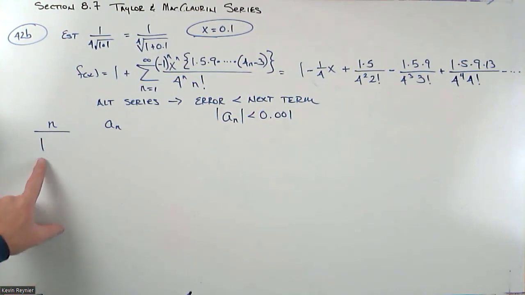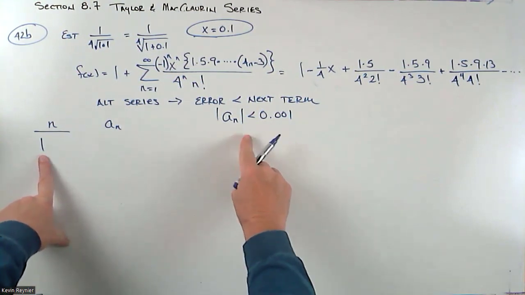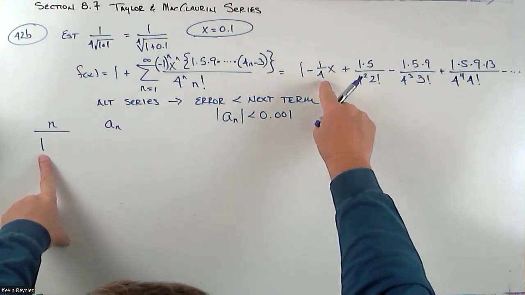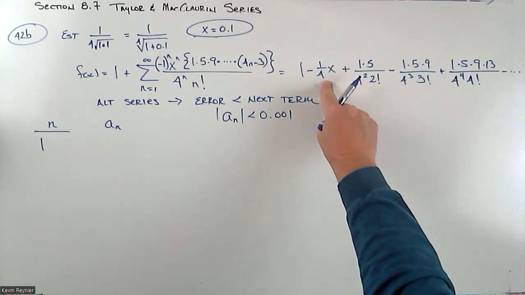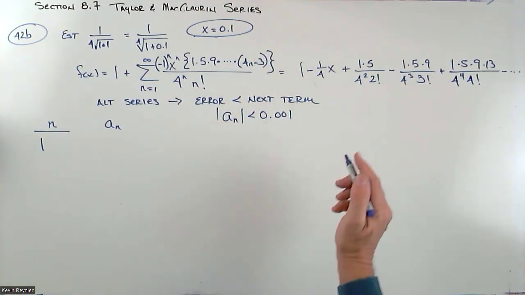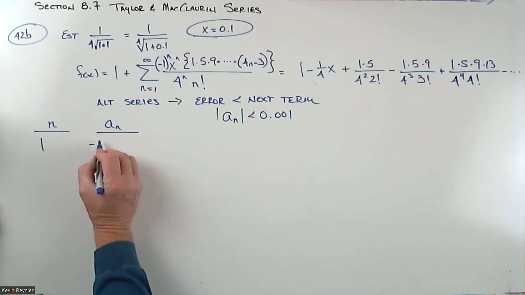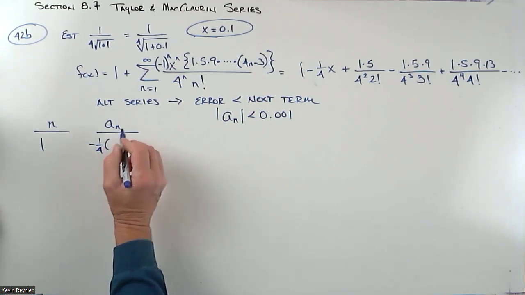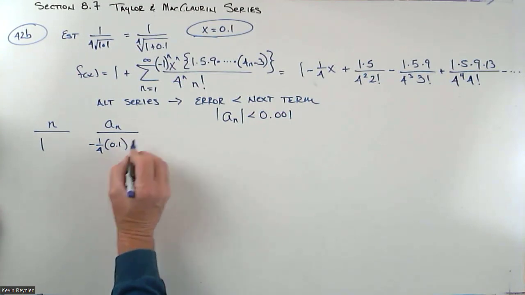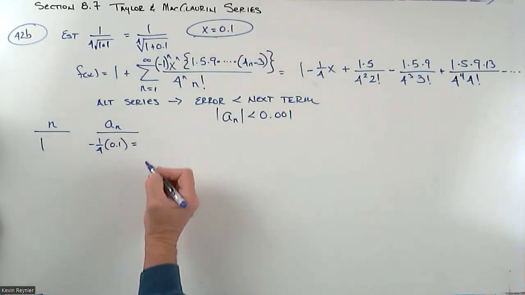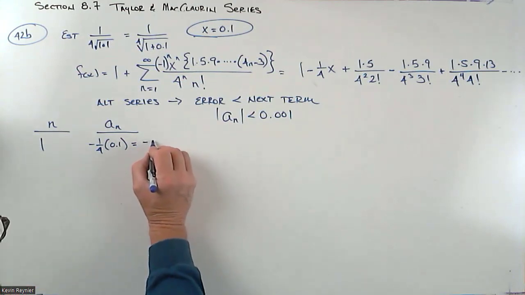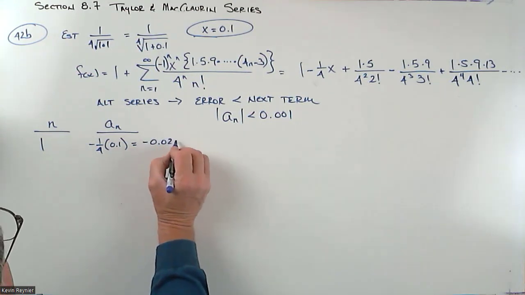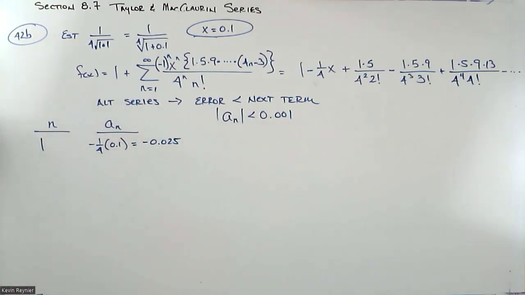So when we plug in 1, we're finding the next term, right? So n is 1, and this is going to be this term. Don't forget x. So this is going to be negative 1/4 times 0.1, that's our x. And that equals, I already did these on a calculator earlier today. So this turns out to be negative 0.025. Okay, that's not small enough.